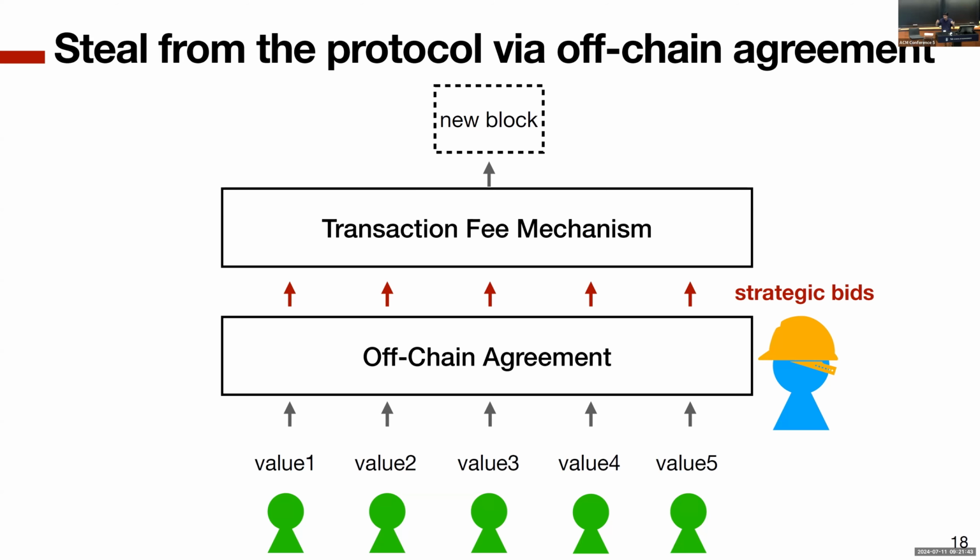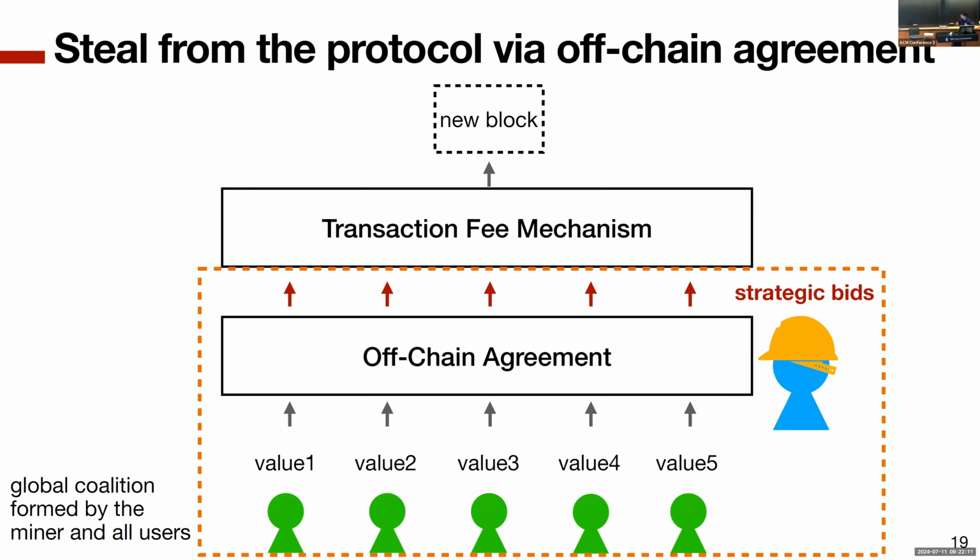And recall the goal of a transaction fee mechanism: we want to allocate the resource efficiently. But if the mechanism has a loophole such that the miner and all users want to do this, then it is actually the off-chain agreement that allocates the resource. That makes the mechanism born to be useless.